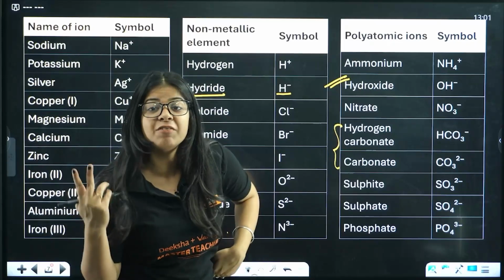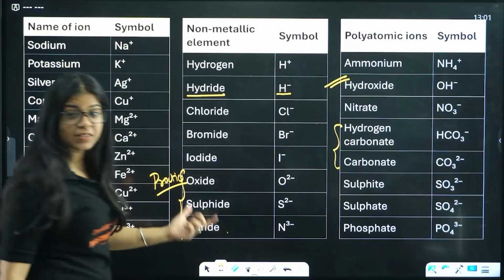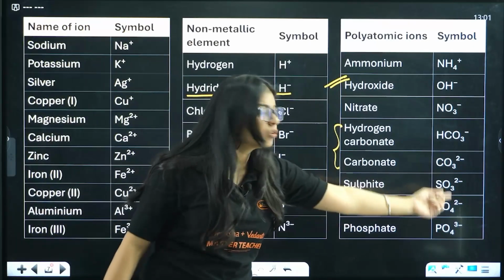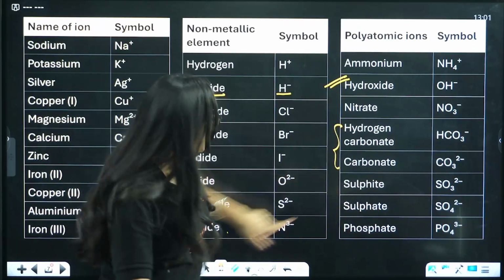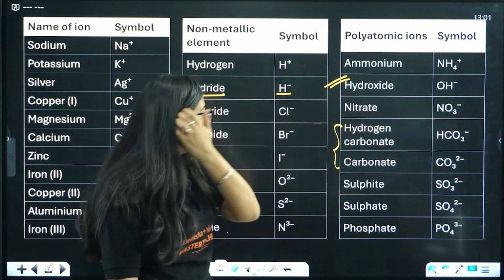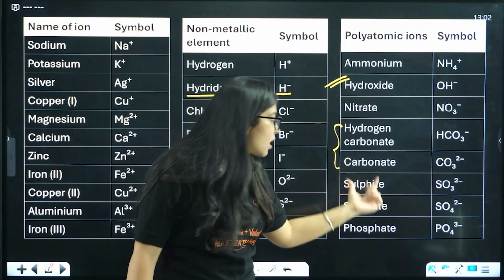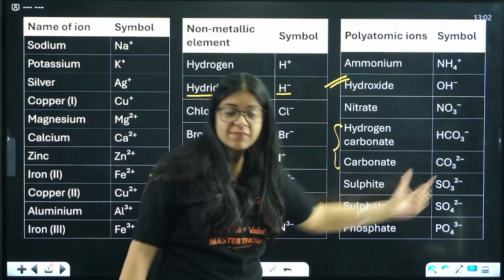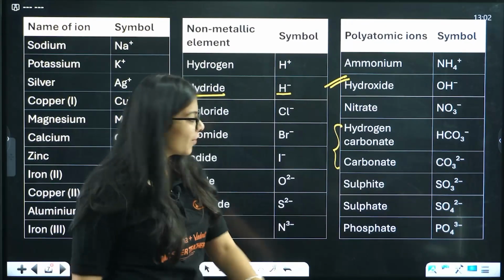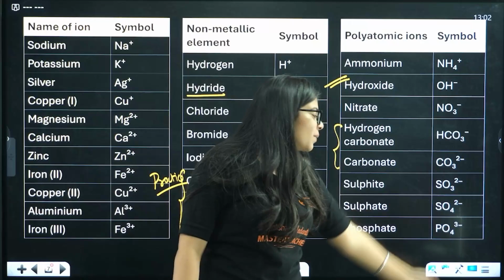Then we have sulfite. Sulfide was here, a single element. Sulfite, SO3, 2 negative. Then nitride was here, nitrate NO3 negative. Then sulfate. Now sulfite is SO3 2 negative. Sulfate on the other hand is SO4 2 negative. Okay. Then phosphate is PO4 3 negative.